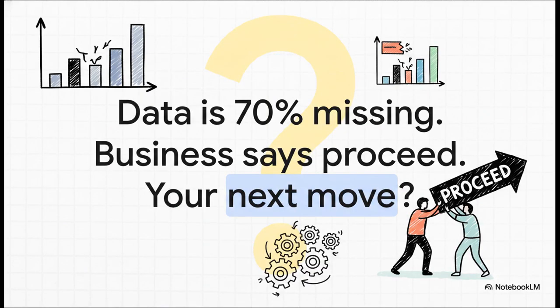Okay, let's try a tougher one. You've done your homework and you've found a huge quality problem. 70% of your sensor data is just missing. But a key stakeholder comes to you and says, just push forward, we'll figure it out. What is the correct CPMAI action to take next?